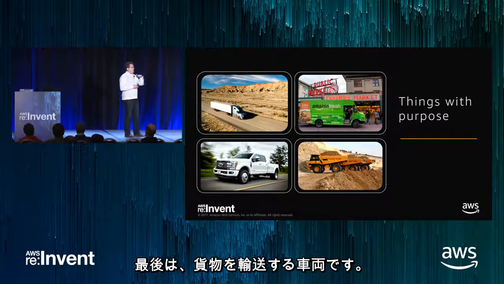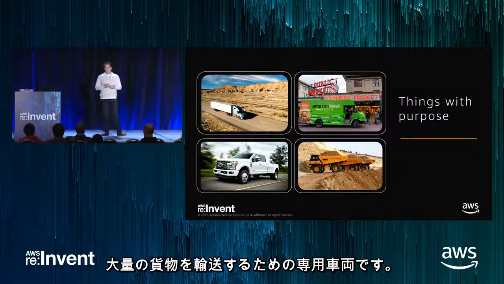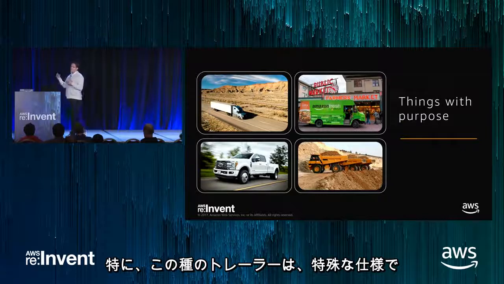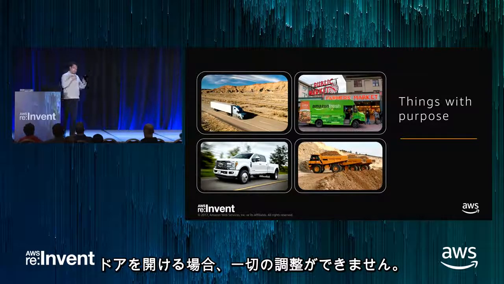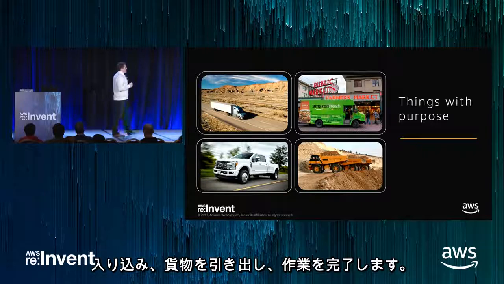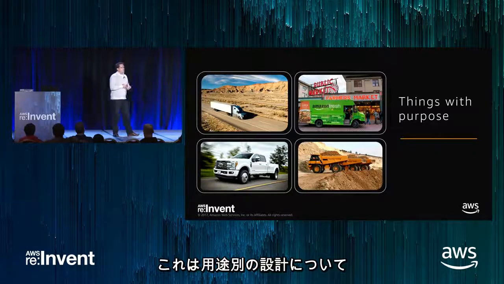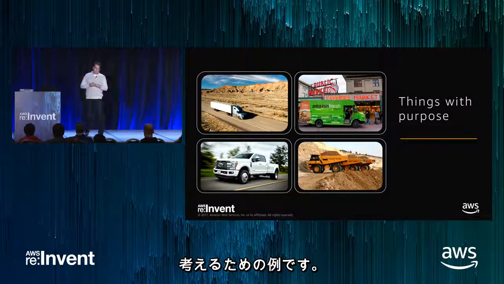And then finally, if we were going to move lots of cargo across the country, we'd probably employ an 18-wheeler whose purpose is to move lots of cargo. In this particular example, these trailers are designed to a very certain specification. So when they back a trailer in and open the doors, there's no adjustment. Handlers literally come right in. They pull all that cargo off and off they go. So this is just one analogy to think about things that actually have a purpose.